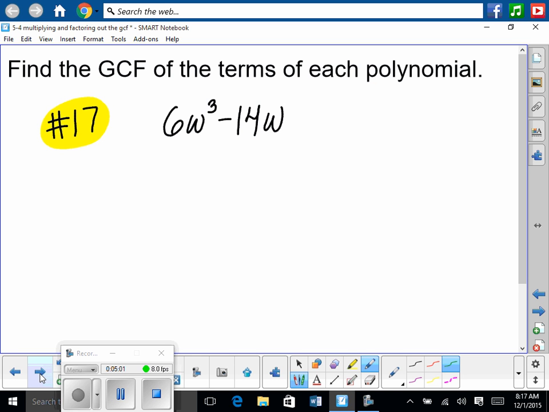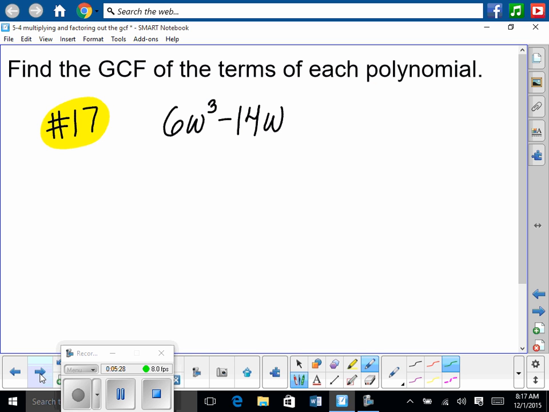Now yesterday it asked us to factor out the GCF. Today we're just finding the greatest common factor of the terms. So we don't have to go all the way, we just have to find the greatest common factor. The only problem is I always go through and just do it completely because then it's easy for me to see if my greatest common factor is right. So I kind of debated on whether I should just do one way or another, but I think I'm going to do it this way.